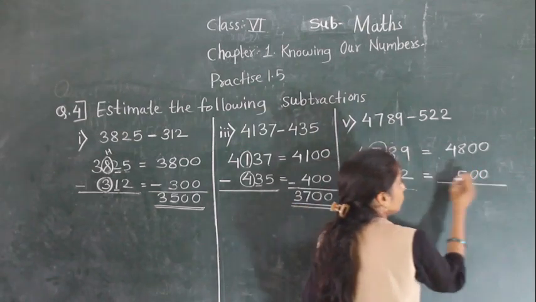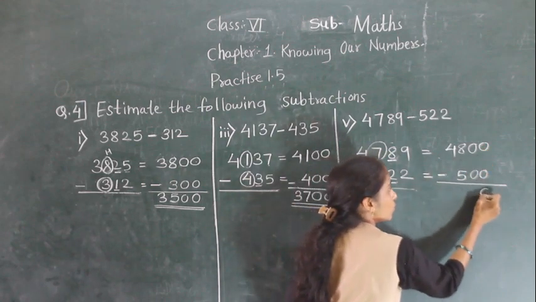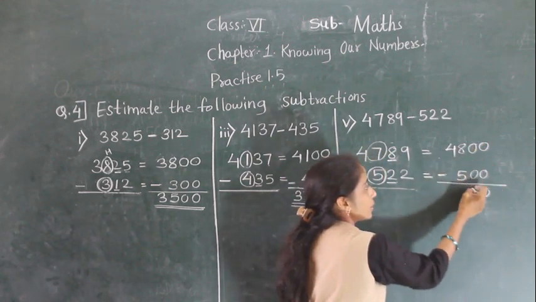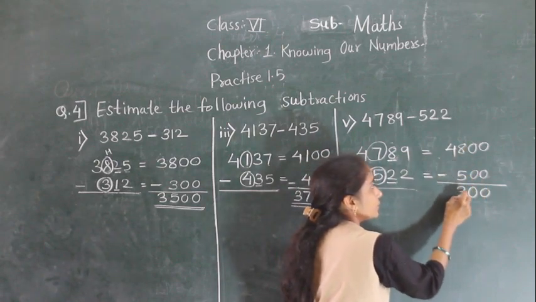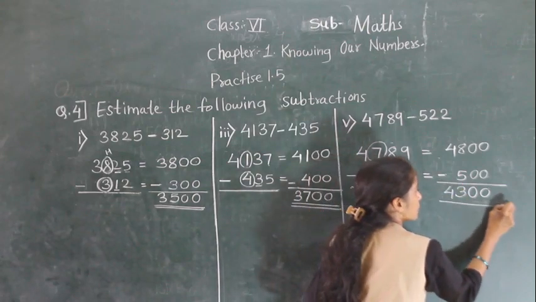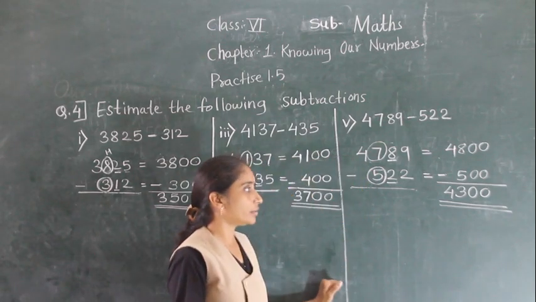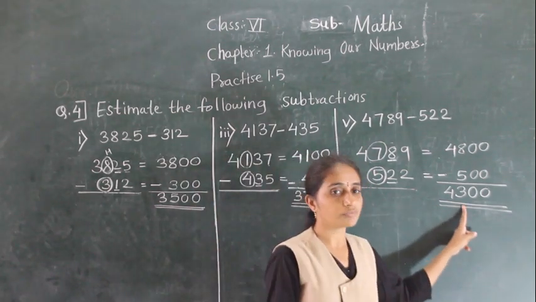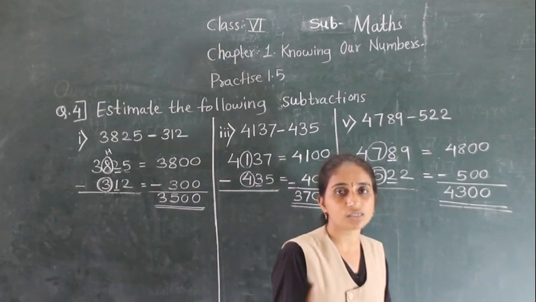So what number did you get? 500. So now 0 minus 0, 0. 0 minus 0, 0. 8 minus 5, 3. 4 as it is. So what answer did you get? 4300. Everyone understood this?